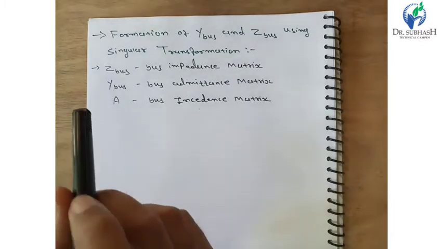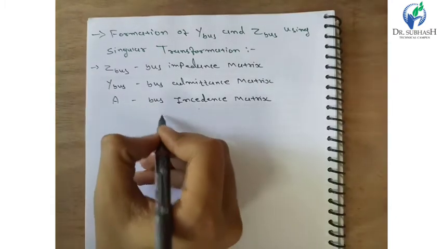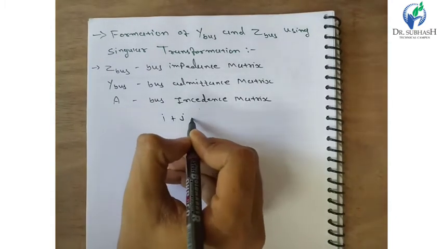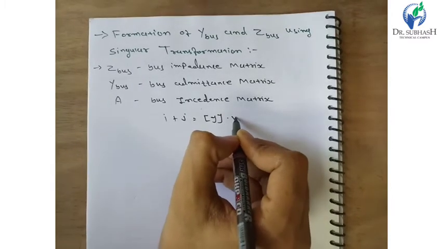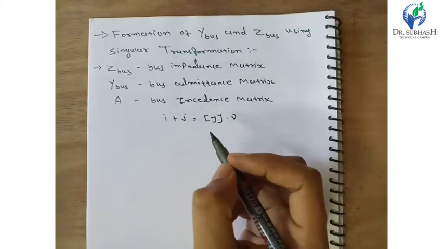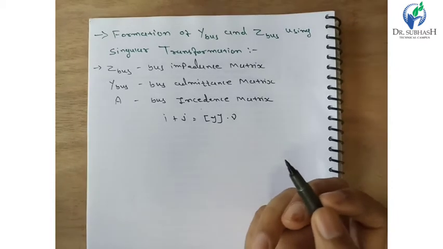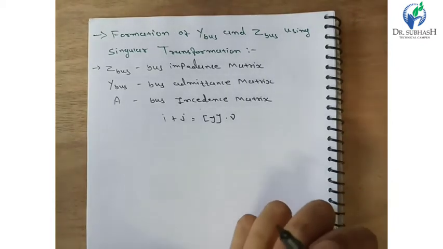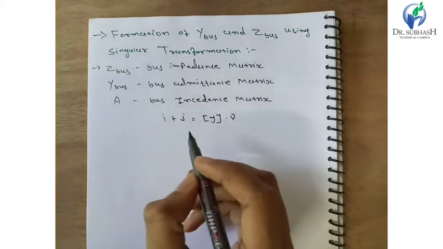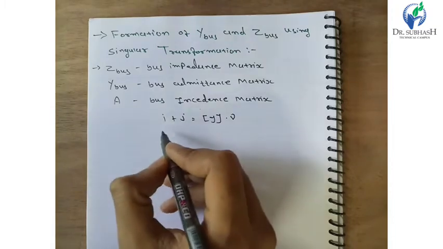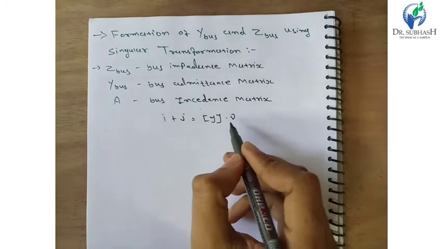From the primitive network, we use the equation I plus J is equal to Y into V. We use this equation in the primitive network formation, which we studied in a previous video lecture. So in the direct form, we use this equation of the primitive network formation. This is the primitive network formation equation: I plus J is equal to Y into V.